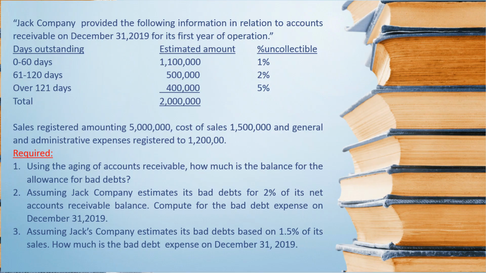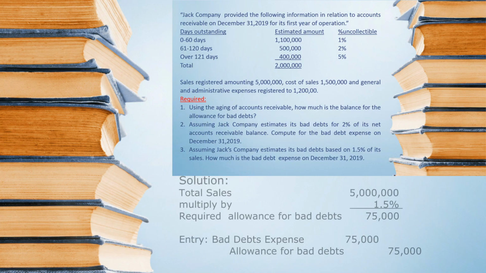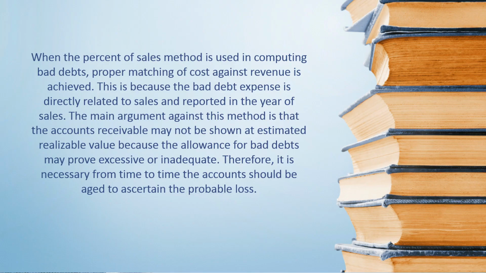So the last requirement, assuming Jack's company estimates its bad debts at 1.5% based on sales, we simply multiply 1.5% to the sales amounting to 5 million, so we get 75,000. The amount arrived at in multiplying the rate to sales is already the bad debt expense. When the percent of sales method is used in computing bad debts, proper matching of costs against revenue is achieved. This is because the bad debt expense is directly related to sales and reported in the year of sales.